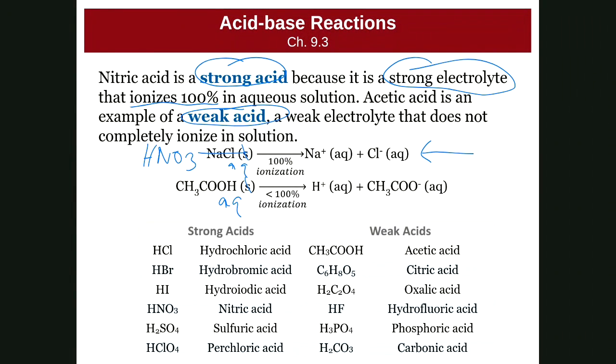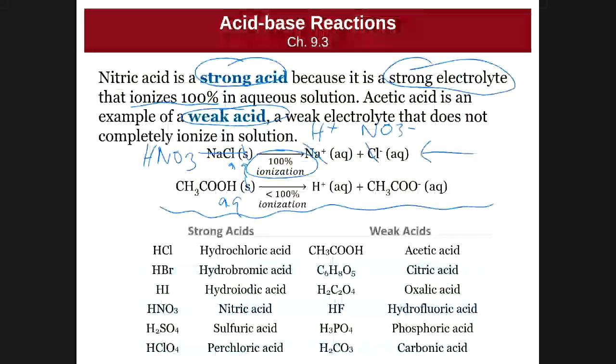And it's forming a proton and the nitrate ion. And it's 100% ionization for nitric acid. All right, and then acetic acid is down here. We're forming a proton as well and an acetate ion, but we are not 100% ionizing. It's only partially ionized. So this is just what we learned with strong and weak electrolytes.